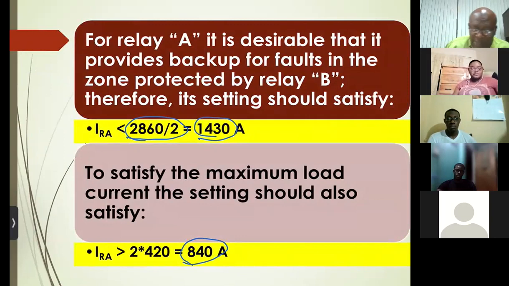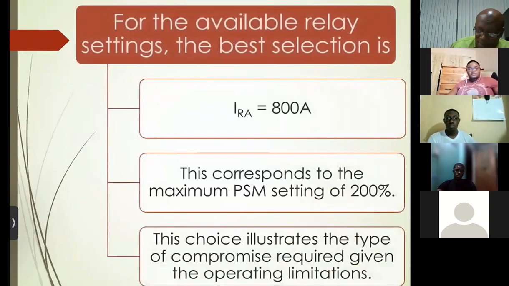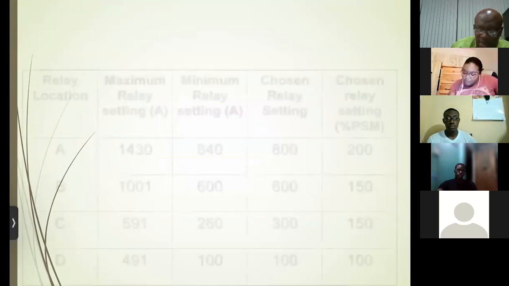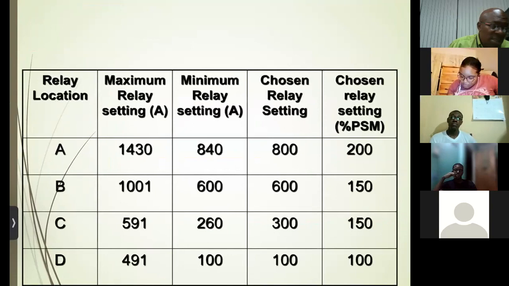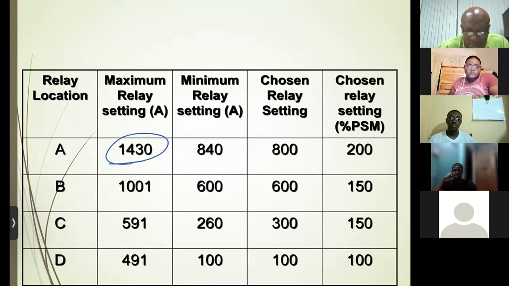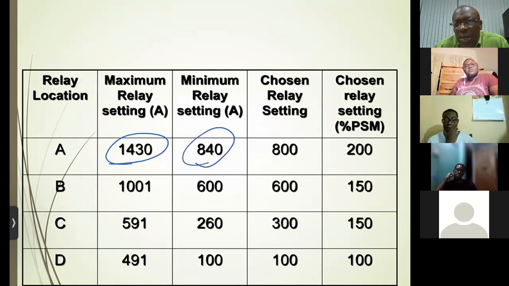All right. So let's go back to our table. So we have this. Do we have this? Yes, sir. All right. So the next table that you have is this. So the 1430 would be half the minimum fault at B, and the 840 would be twice the maximum load at A. And the compromise is 800 amperes, which represents 200%.